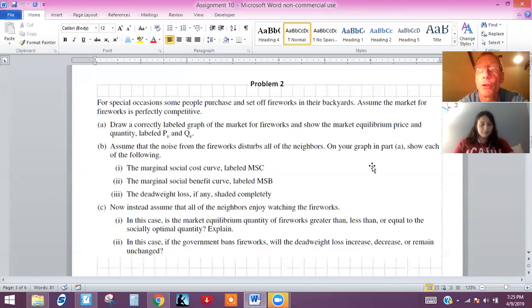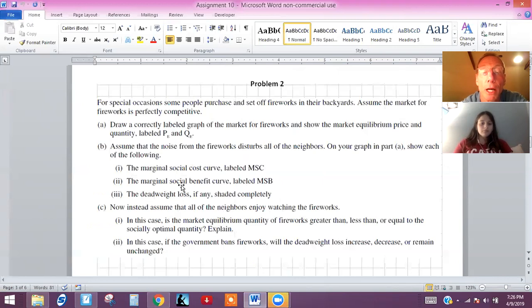So you're going to consider fireworks as generating, in this case, a negative externality. And they want you to draw in the marginal social cost curve labeled MSC and the marginal social benefit curve labeled MSB. And they want you to label the deadweight loss.